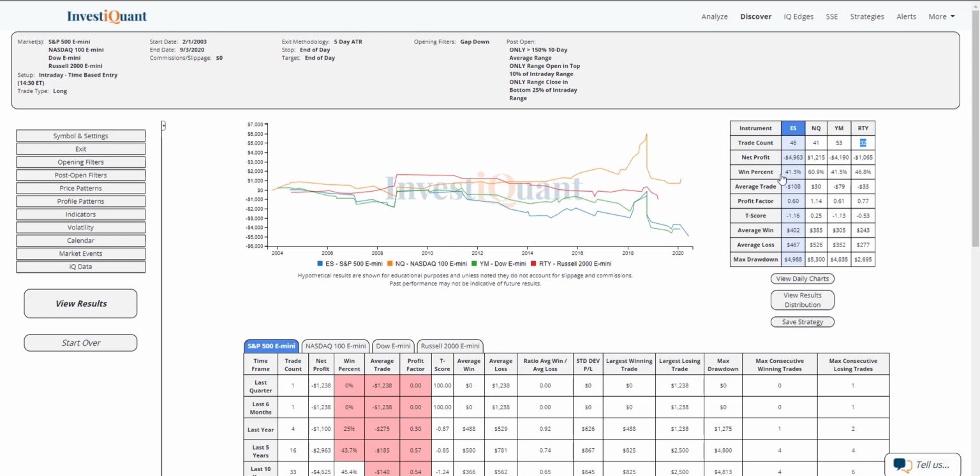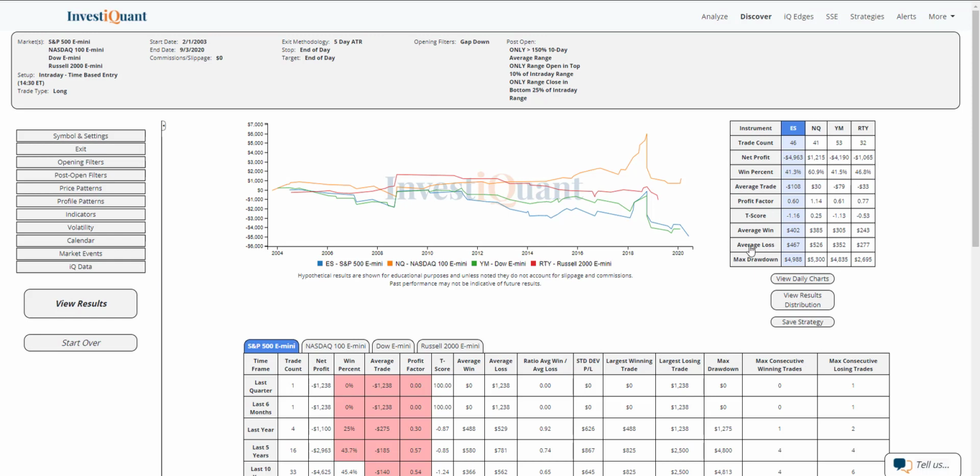And looking at the win rates of these, this is set up as a long. So historically, only 41% of these have closed above that 2:30 p.m. price in the S&P. The NASDAQ has been stronger. 61% of these have ended up closing above that 2:30 p.m. price. The Dow, just like the S&P here, 42%, and the Russell, about 47%. So three of the four are at least leaning a little bit more towards the downside.